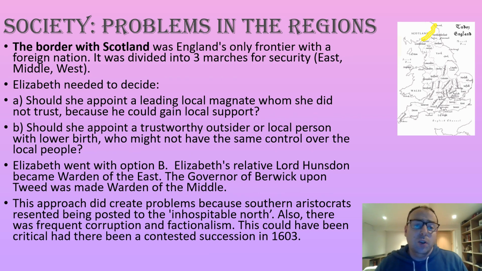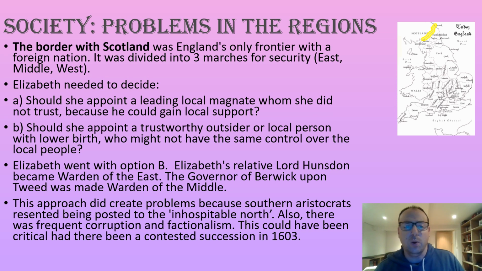Next, I'm going to look at some of the problems in the regions, and I'm going to look at several of these. I'm going to start with the border with Scotland. Now, this is England's only direct land frontier with a foreign nation. And it was divided into three marches for security: the east, middle and west.